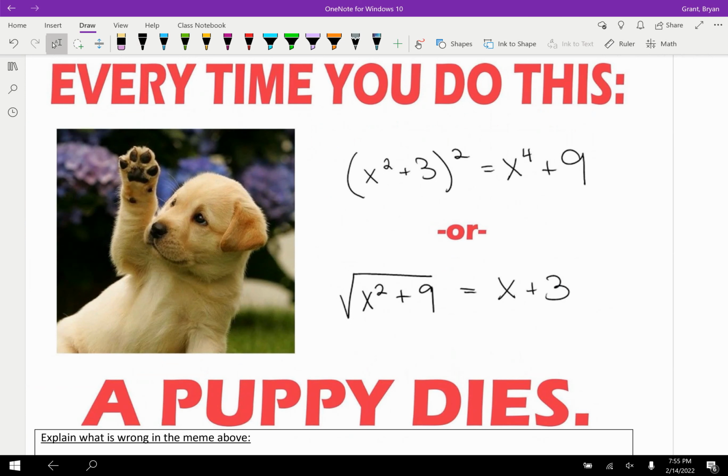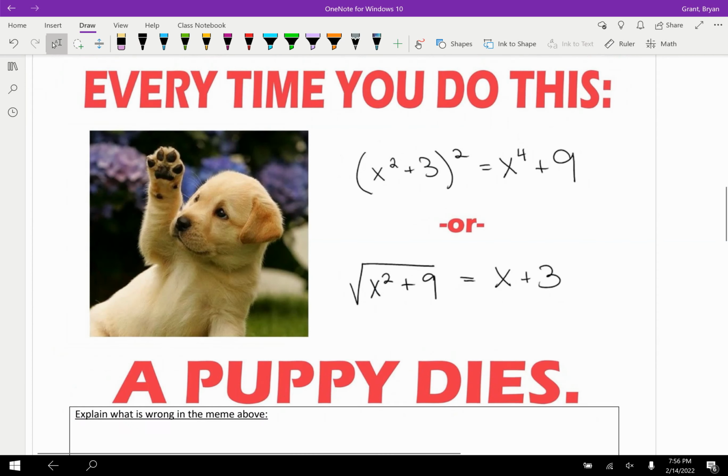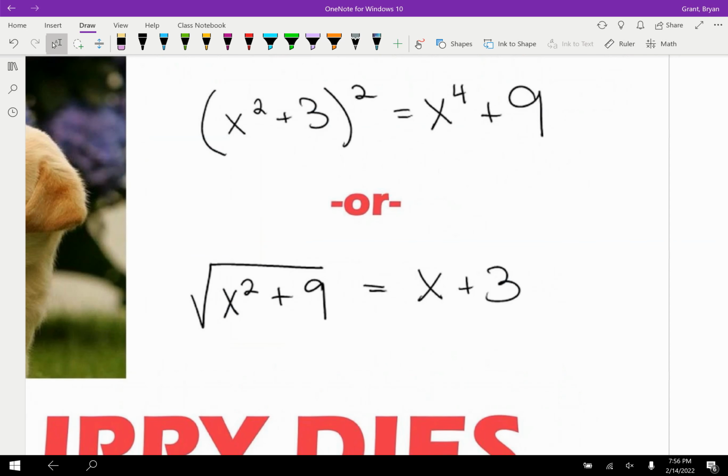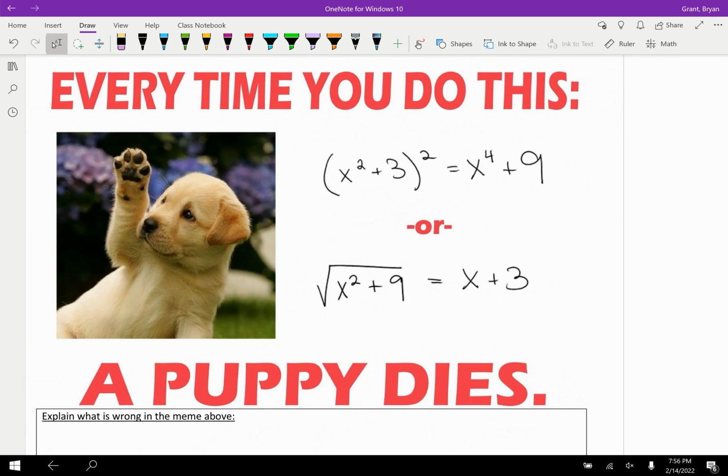The idea here is not that I don't like dogs. I like dogs. I have a dog. I like puppies. They're adorable. And because I am a good mathematician, my puppies stay alive. I am just trying to help you out here to make sure that you don't make a math faux pas, a math mistake.